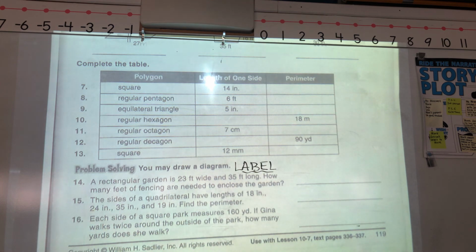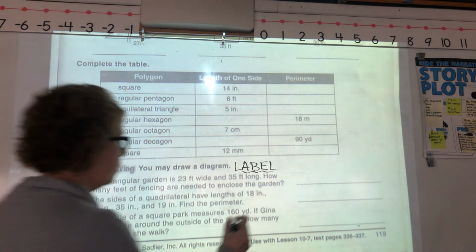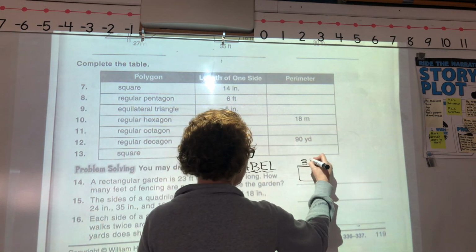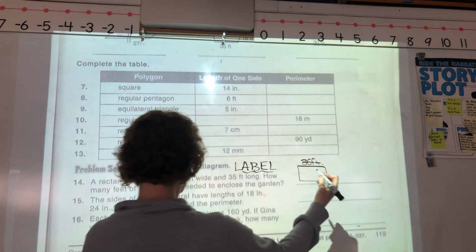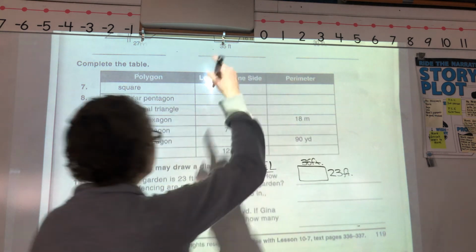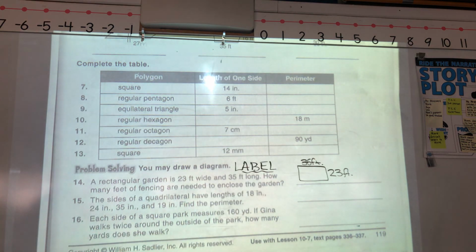You could draw a picture. It can help you out. There's no problem with that. We know it's a rectangle. It tells us that. It tells us that it's 35 feet here, and it tells us that it's 23 feet here. Okay, that's just like what I did at the top. I'm finding the perimeter here with a label.